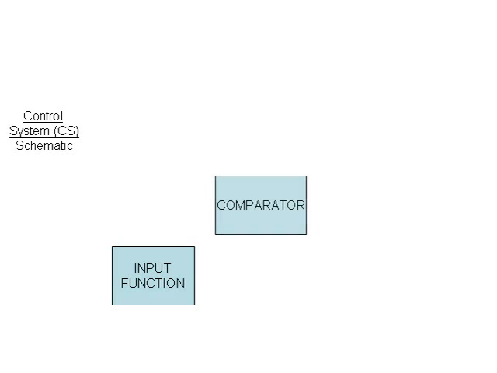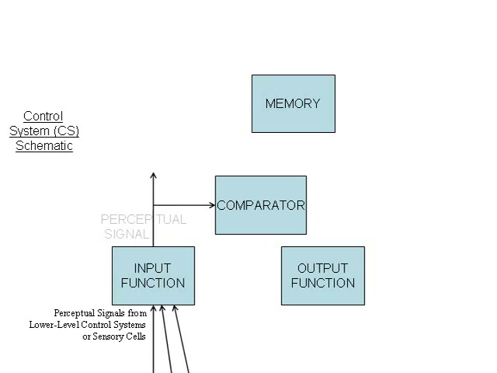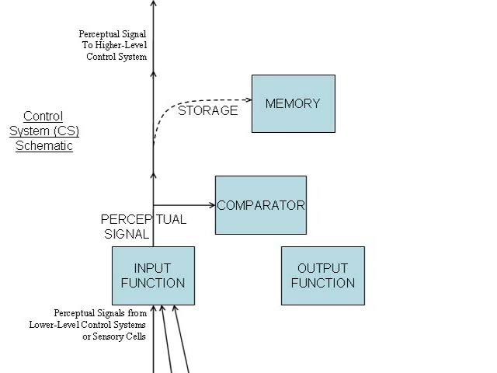Each individual control system, CS, consists of an input function, a comparator function, an output function, and memory, in which one or more reference standards are stored. The input function receives perceptual signals from one or more CSs lower in the hierarchy, or from sensory cells, and consolidates those signals, producing its own perceptual signal, which it sends to the comparator and passes on to a higher level CS, while perhaps storing some of it in memory.